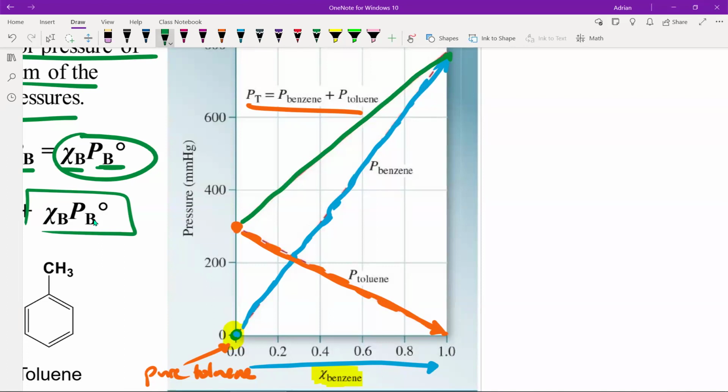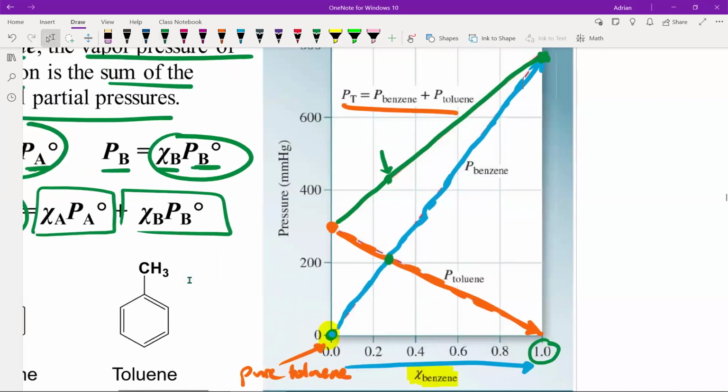So for example, right about here, we have a partial pressure of toluene of maybe just over 200, and the same thing for the benzene, just over 200. So the sum, which is going to be right about here, is just over 400. That makes sense. And at the end, where we have a mole fraction of 1, the entire thing is now just benzene. Then the total pressure is just due to the pressure of benzene, and that's where these two lines, the blue line and the green line, are the same.